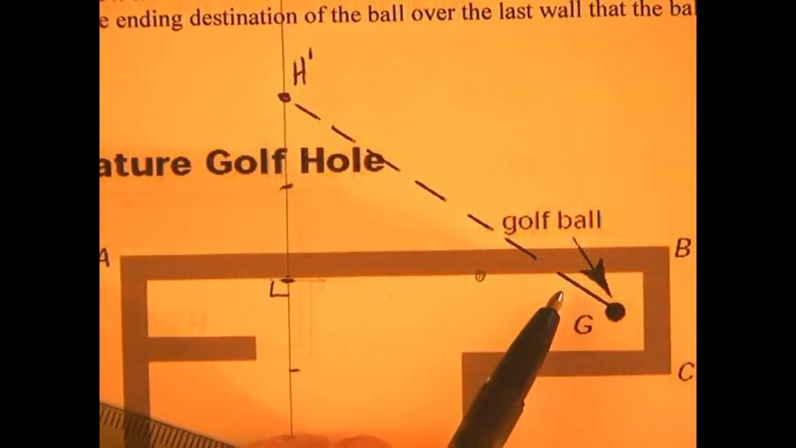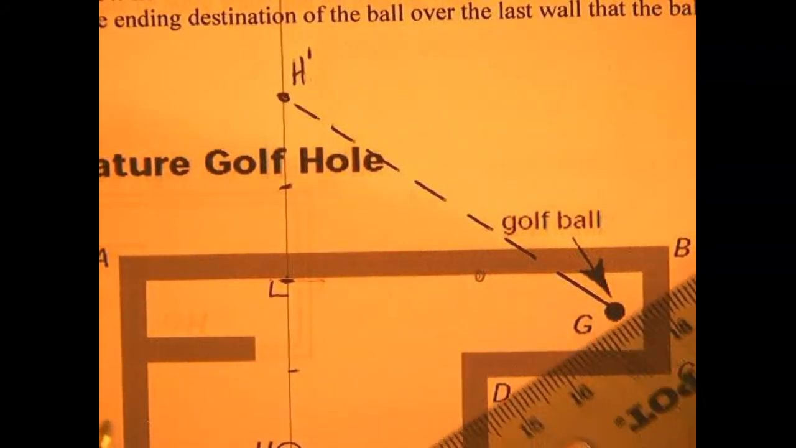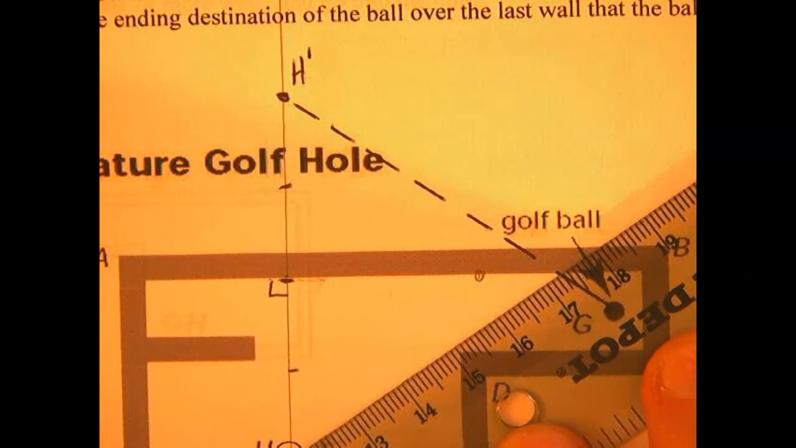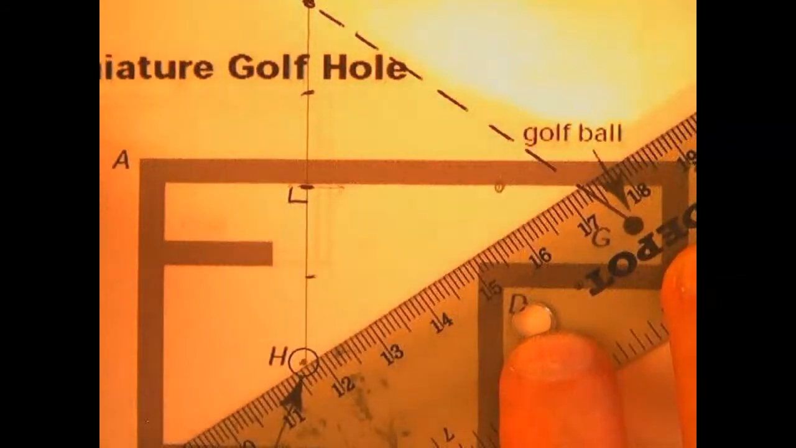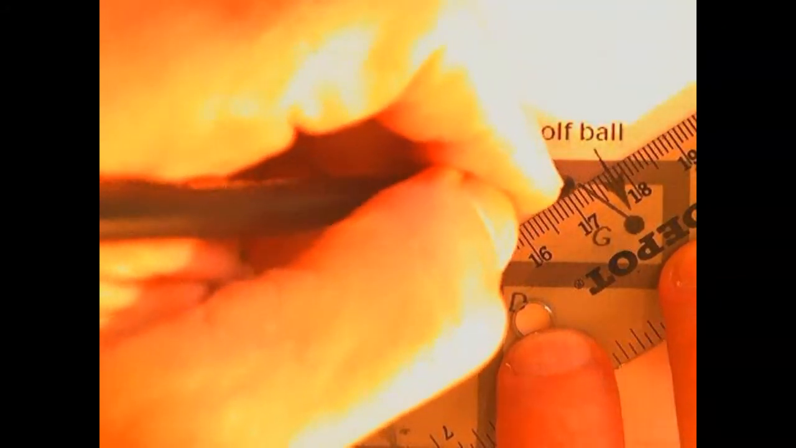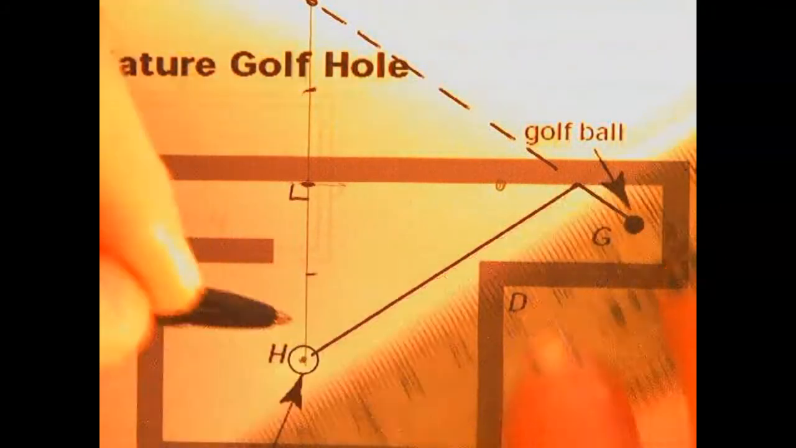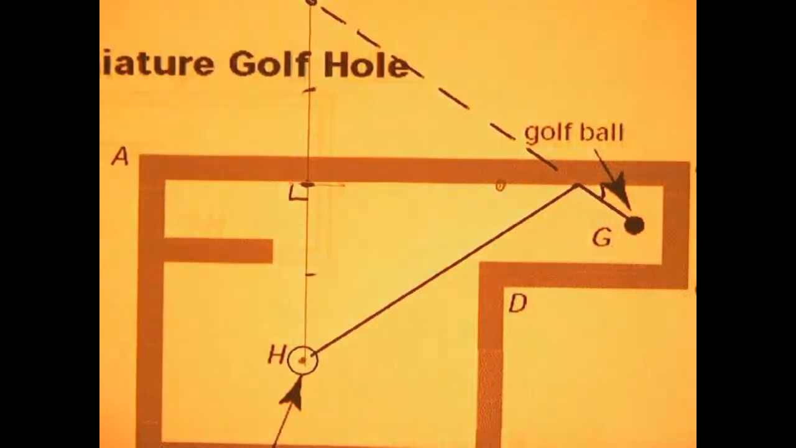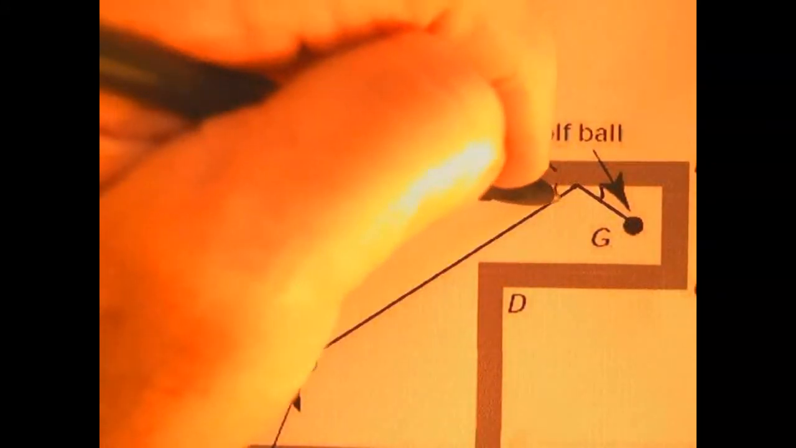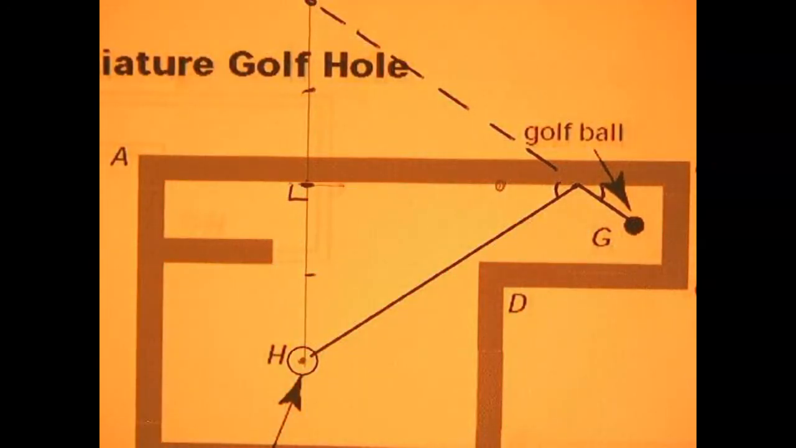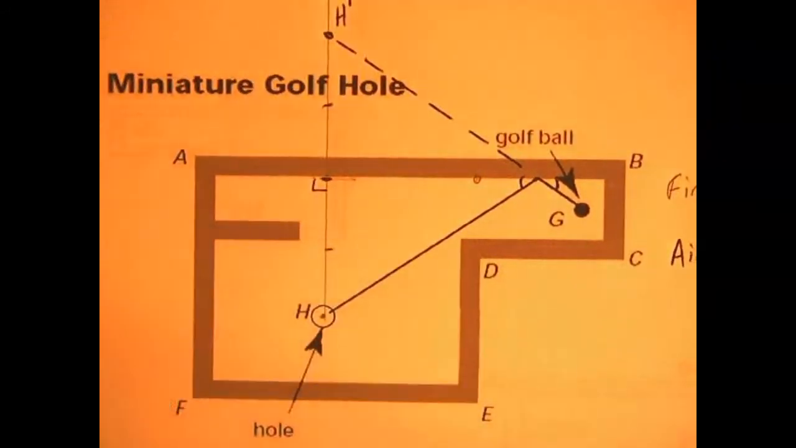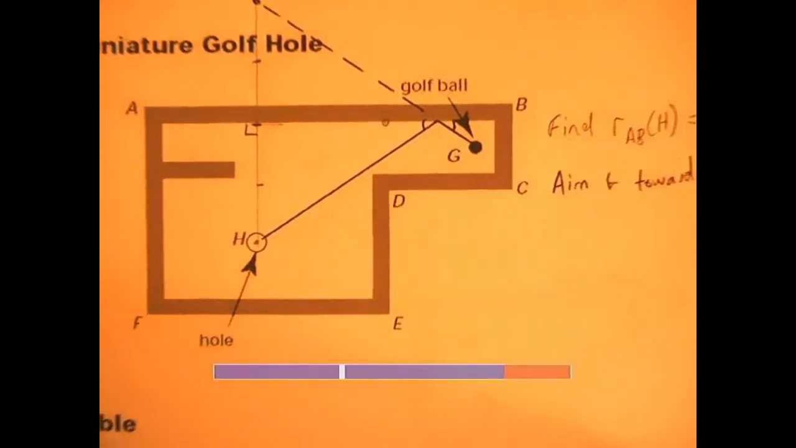Where is it going to go? It's going to bounce off of the wall straight into the hole. So here's the actual path of the ball, hole in one. There you go. Angle of incidence is right there. Angle of reflection is right there. And if we did our construction correctly, they would be equal. All right, that's a simple one wall problem.